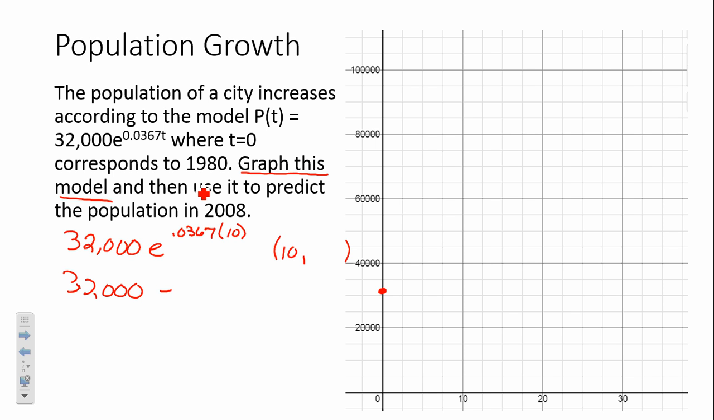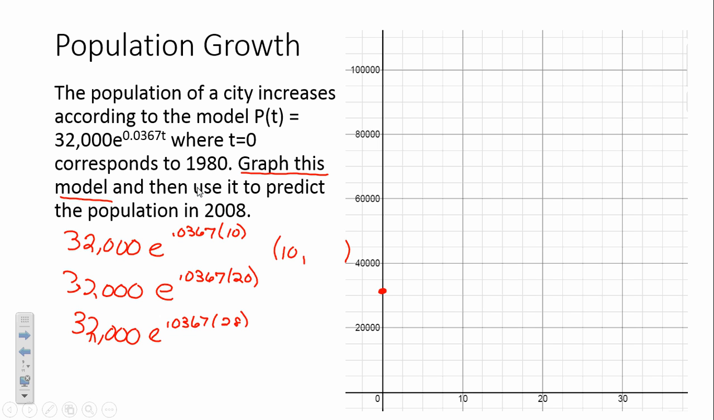So 32,000 times e to the 0.0367 times 20. 32,000 times e to the 0.0367 times 28, which is 28 years after what they were looking for. That would be what it should be in 2008, provided everything was consistent. Okay?